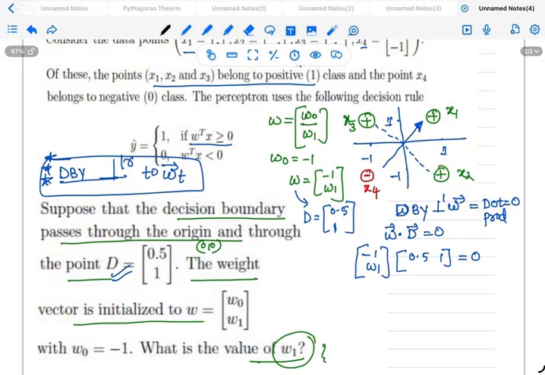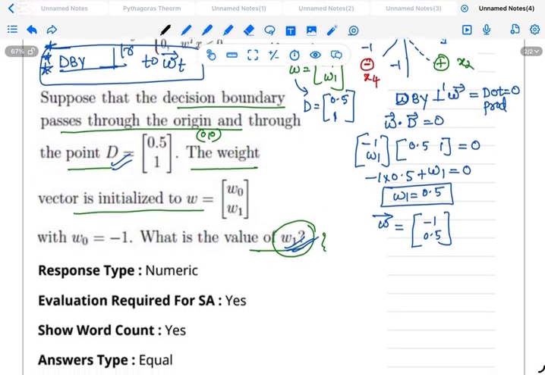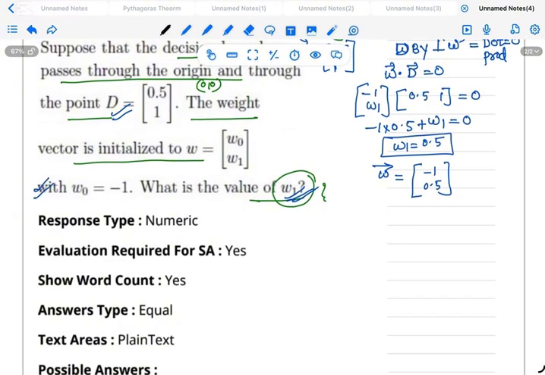So you can multiply the dot product: -1 times 0.5 plus W1 equals 0. So W1 equals 0.5. They are asking in the question to find the value of W1, that equals 0.5. So the weight vector finally is (-1, 0.5). For this question the answer is 0.5.